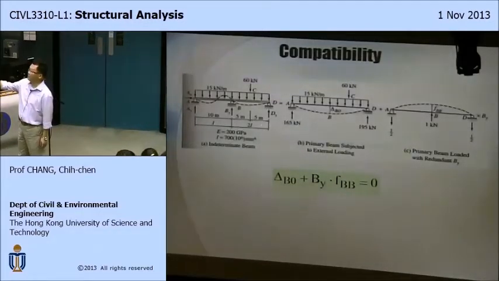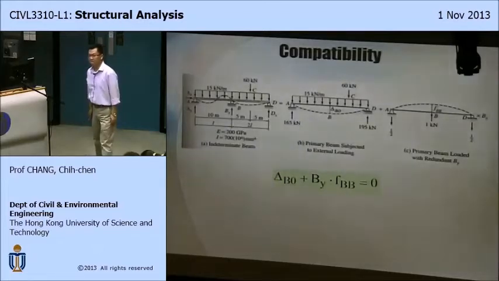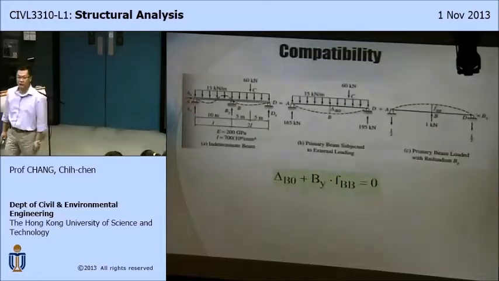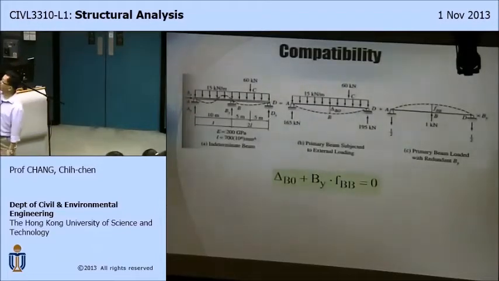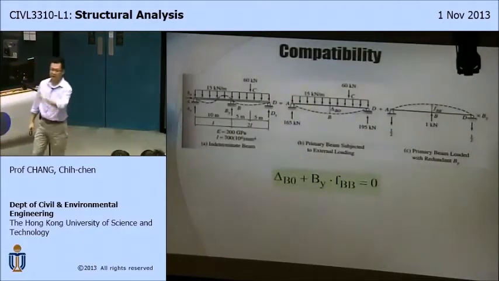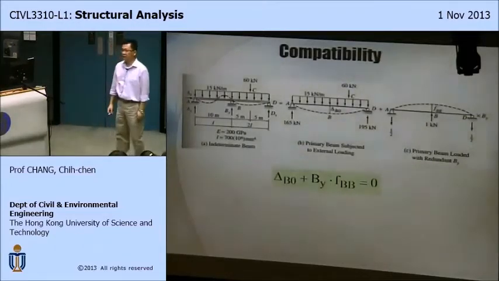And again, it's not unique. You can choose this as a redundant, or you can choose that as a redundant. It doesn't really matter, as long as you find the right one that can simplify your calculations. It's up to you. But once one of the forces is found, then the structure becomes determinate, right? So the rest of the analysis is simply an equilibrium analysis.